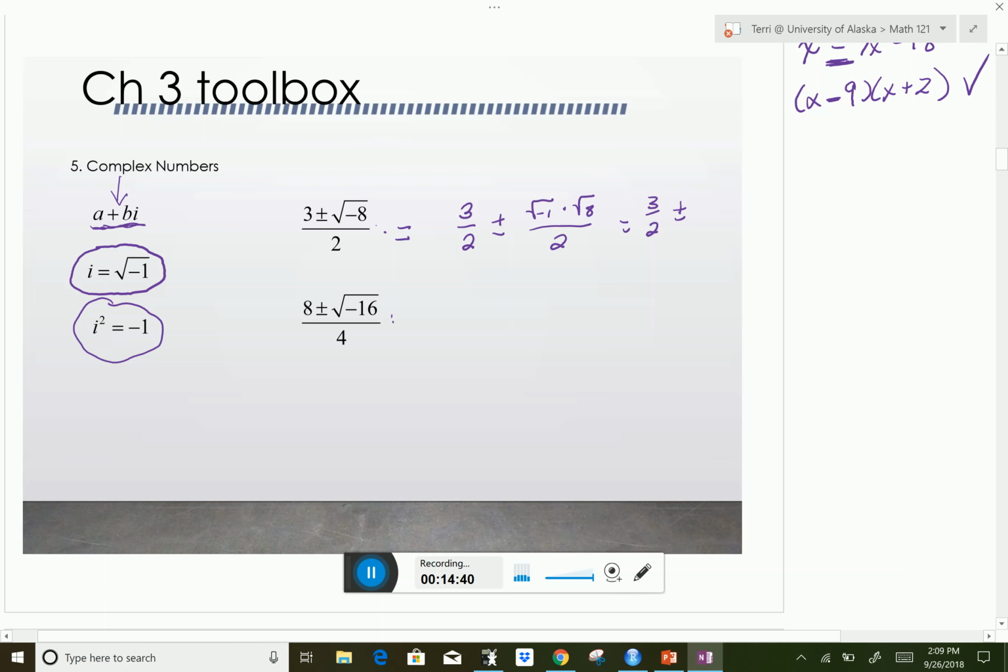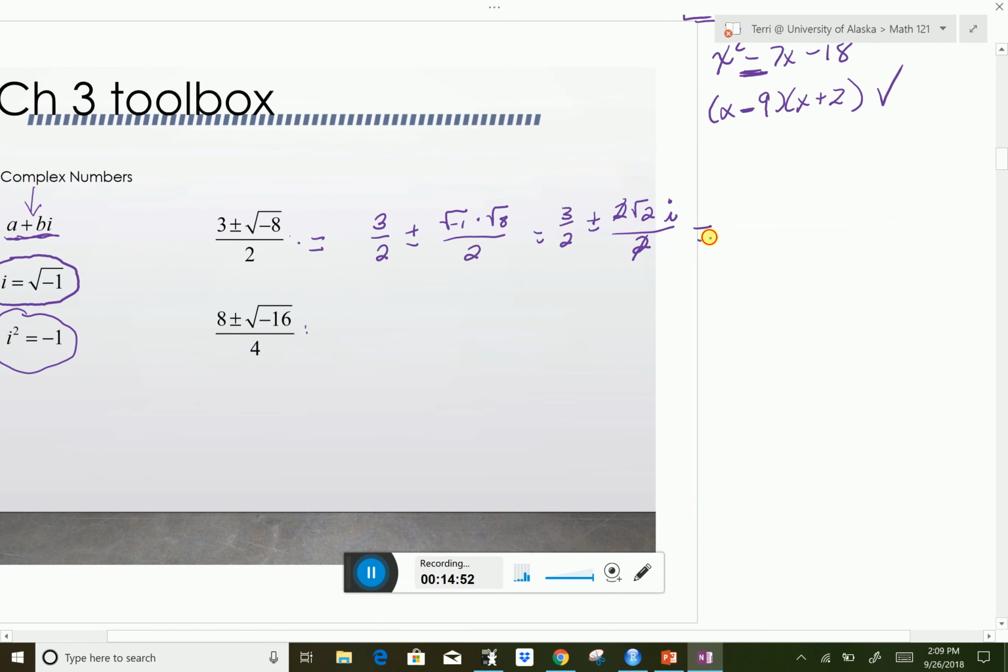This is i, and you'll notice the square root of 8 is 2 times the square root of 2, and then the square root of -1 is i, and that's over 2. Well, these 2's can be canceled, so I have 3/2 plus or minus the square root of 2 i. And I want to make sure that my square root doesn't go over my i. And so that's my answer to that one.